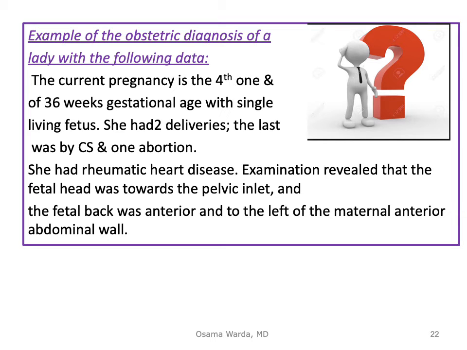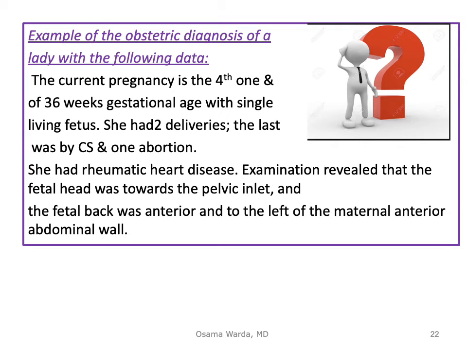How to formulate the obstetrical diagnosis of this patient? We start with gravidity and parity. What is gravidity here? She is fourth gravida. Parity: she had two deliveries, so she is second para. The third item is duration of pregnancy. She is 36 weeks of pregnancy. So she is fourth gravida, second para, pregnant 36 weeks.